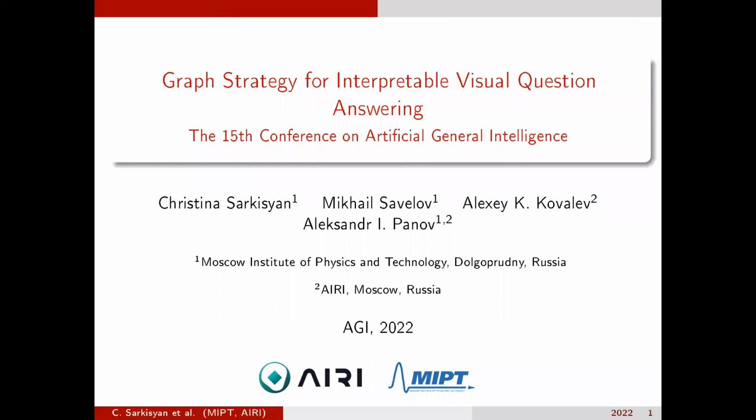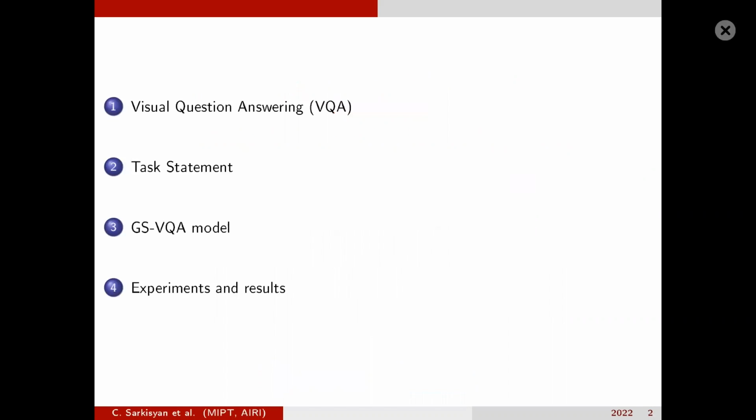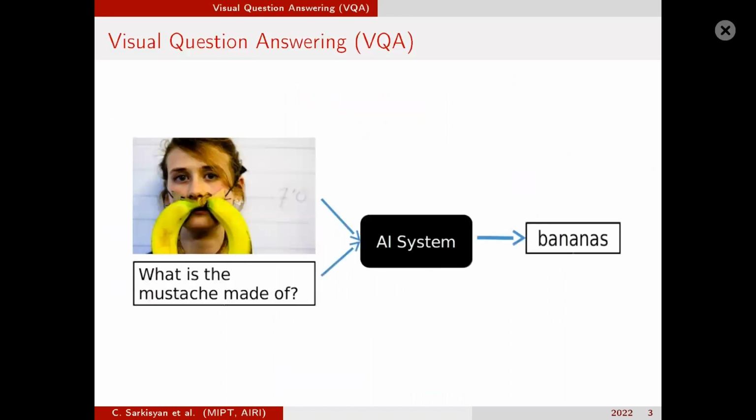Hello, everyone. My name is Kristina Sarkisyan, and I would like to present our work, graph strategy for interpretable visual question answering. We are going to discuss the visual question answering task, the interpretable VQA task statement, our approach, the graph strategy VQA model, and then move to experiments and results.